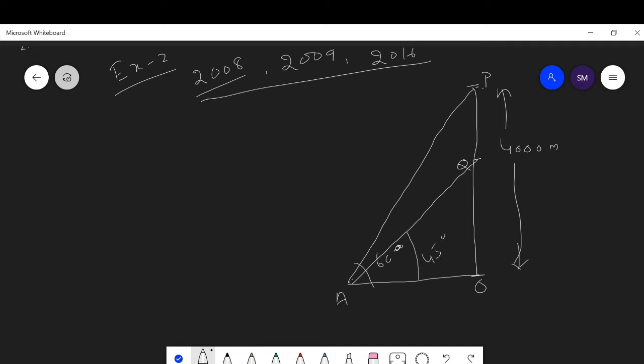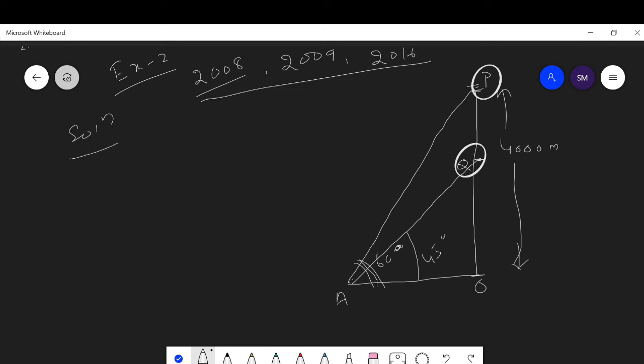Here this is 4,000 meter, and the angle of elevation for the plane at P is 60 degrees, and the plane at Q is 45 degrees. Then here we have to find the vertical distance between the two planes, which means we have to find the length of PQ.